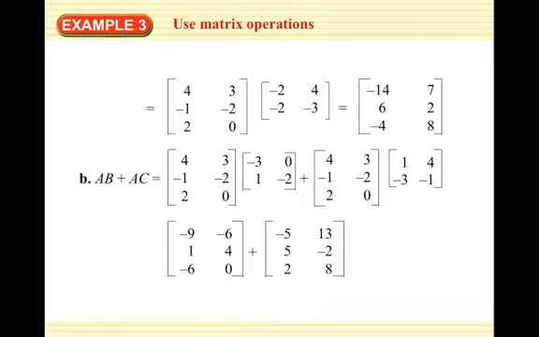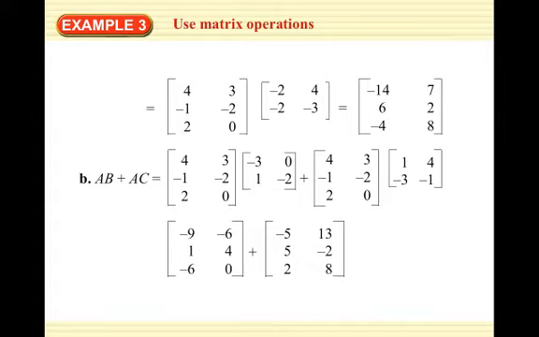So let's see. 4 times negative 3 is negative 12, plus 3 times 1 is 3, so that gives us negative 9. 4 times 0 is 0, plus 3 times negative 2 is negative 6. Negative 1 times 3 is negative 3, plus negative 2 is negative 5. Negative 1 times 0 is 0, plus negative 2 times negative 2 is 4.